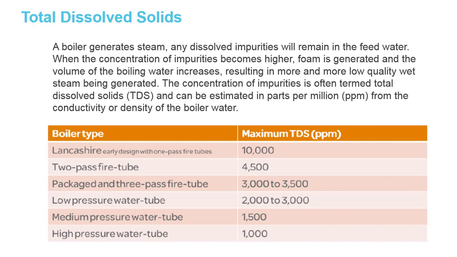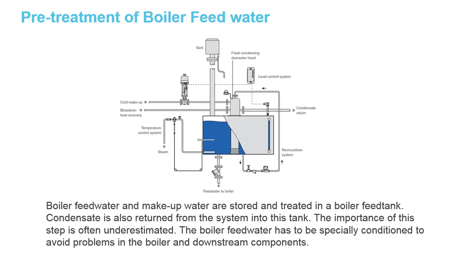This chart below shows the boiler type and maximum TDS. The Lancashire, the early design boiler, 10,000 ppm TDS is allowed. Two-pass fire tube boiler, 4,500 ppm. Today's packaged three-pass fire tube boiler, 3,000 to 3,500 ppm TDS is allowed. Low pressure water tube boiler, 2,000 to 3,000 ppm. Medium pressure water tube boiler, 1,500 ppm. High pressure water tube boiler, 1,000 ppm TDS is allowed.